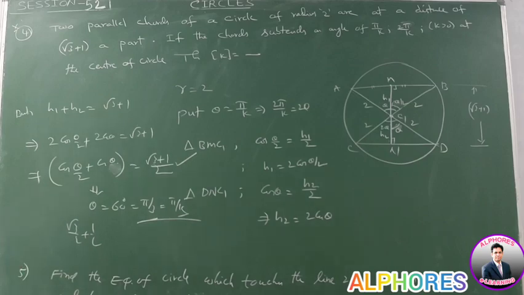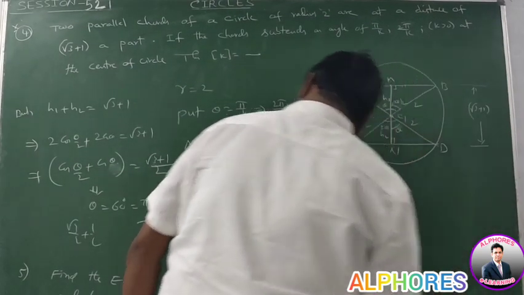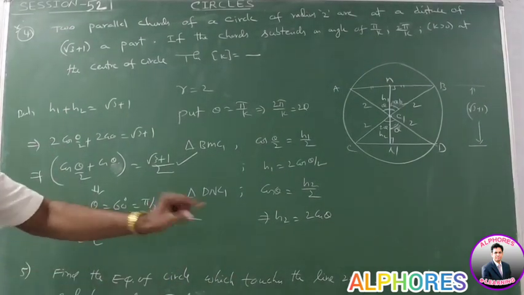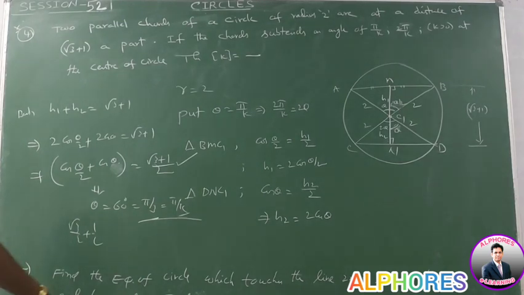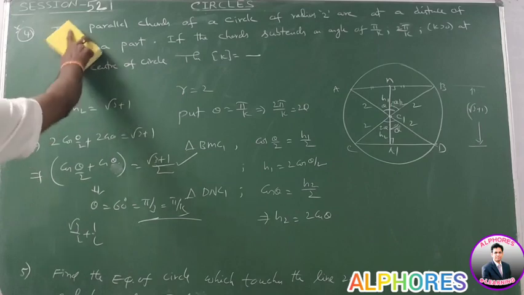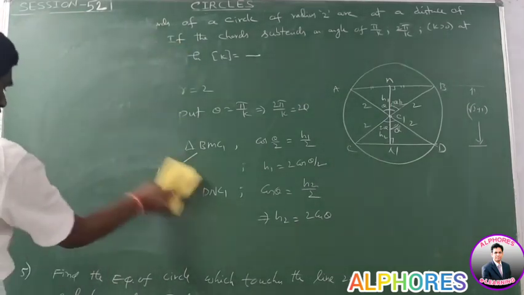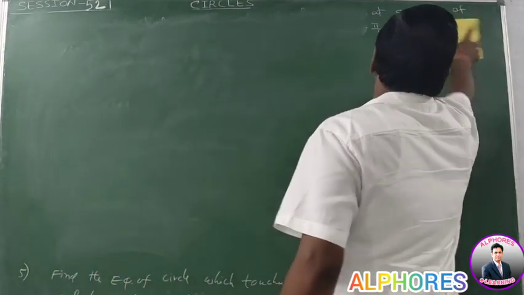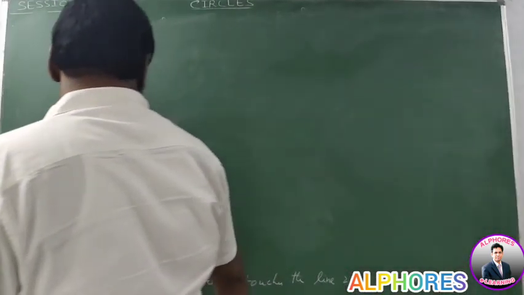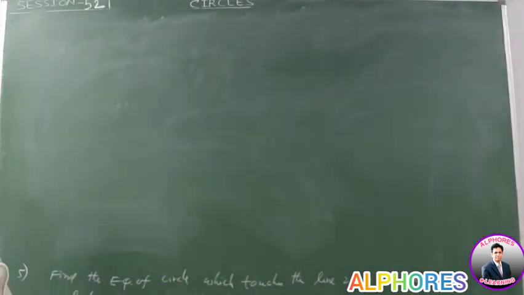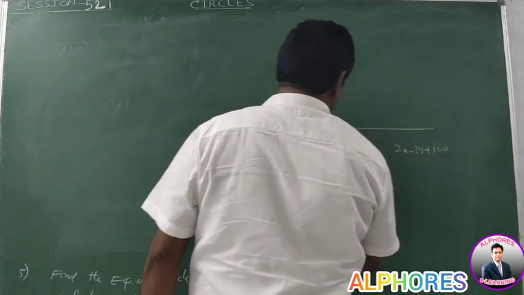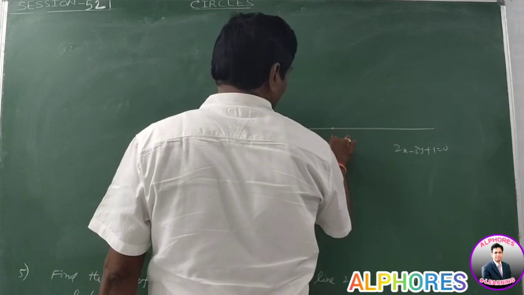Next, fifth one. Find the equation of the circle which touches the line 2x minus 3y plus 1 is equal to 0 at 2, 1 and has the radius root 13 units. 2x minus 3y plus 1 is equal to 0 is the given line, and the circle touches it at P (2, 1).